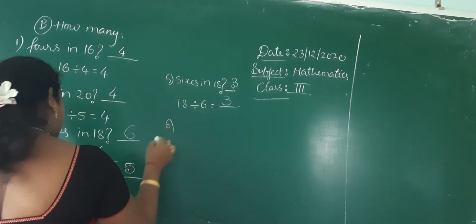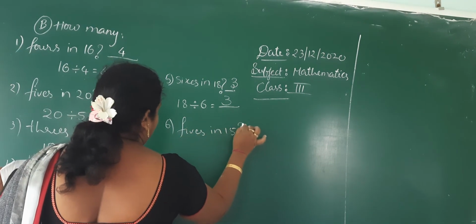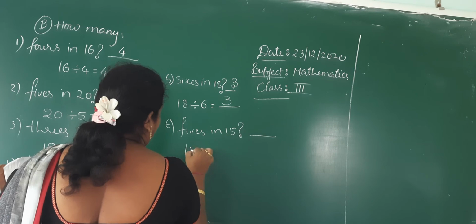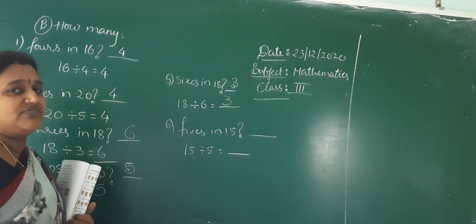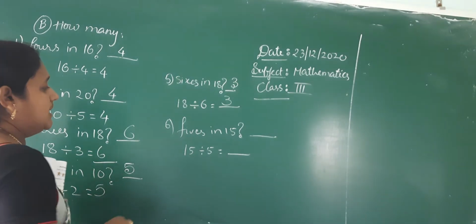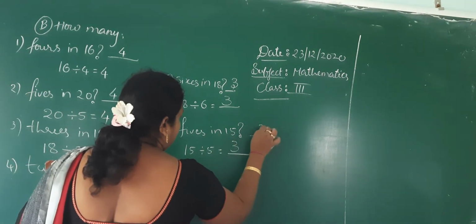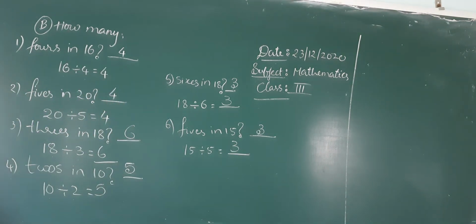See the last one. How many 5s in 15? So 15 divided by 5 equal to how much? In the 5 table when it comes to 15, 5 ones 5, 5 twos 10, 5 threes 15. So 3 5s are there in 15.